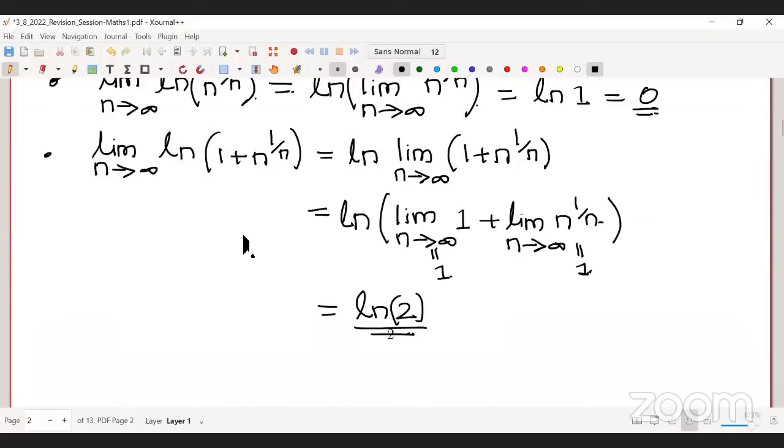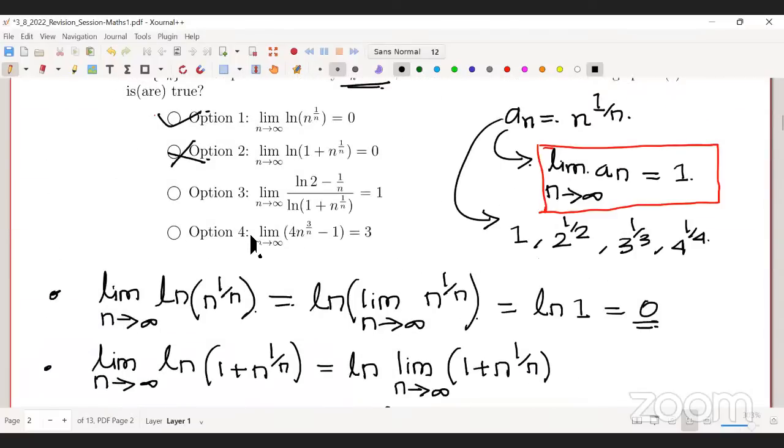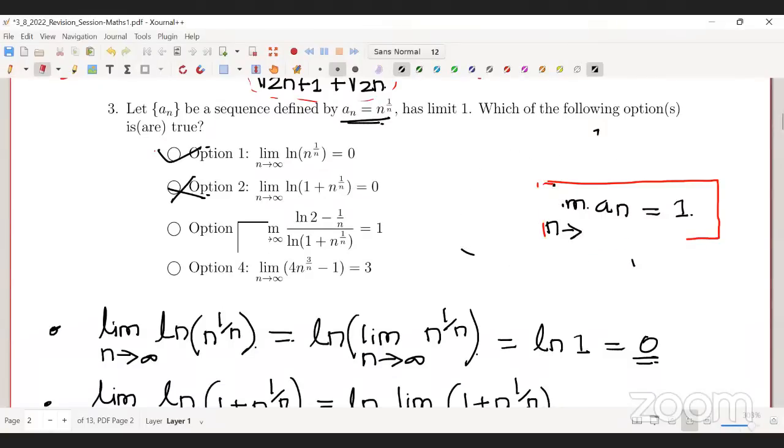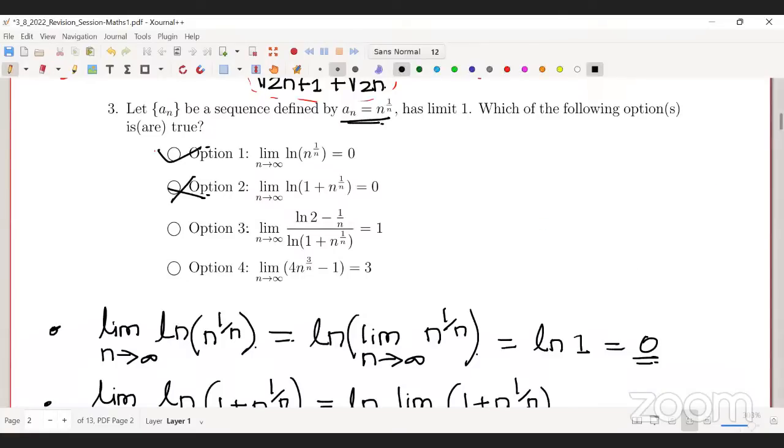Let me directly do it here. What will be the limit of the sequence which is given in option 4? Again the same rule, I'm just applying the same rule again. You can split it like this: 1 by n to the power 1 by n, whole cube. Then 4 into 1 to the power whole cube is 4. 4 minus 1 is 3.